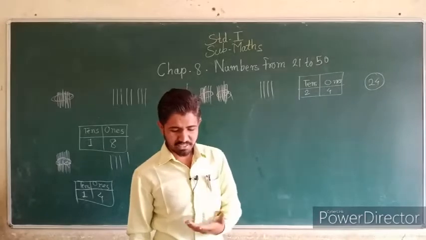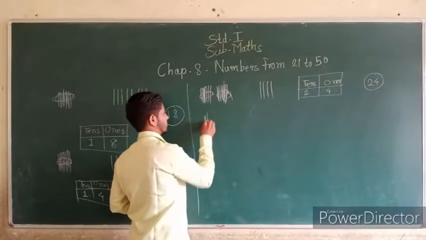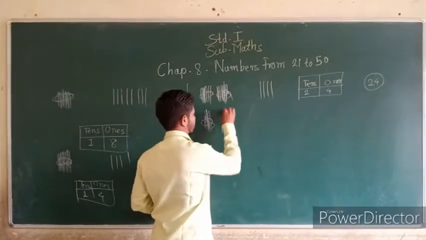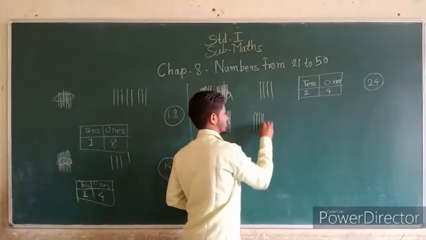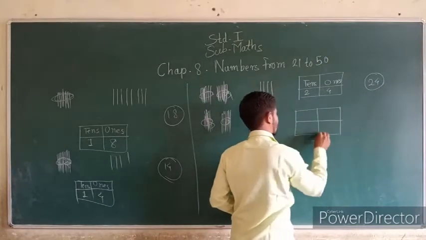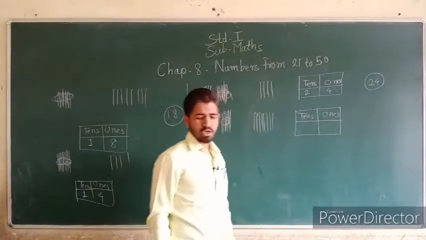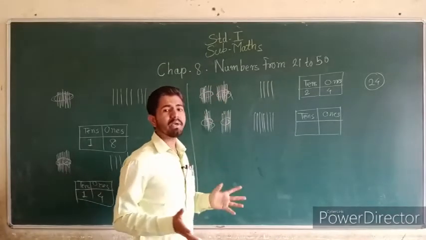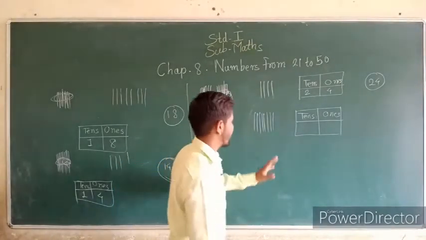Okay. So next we see another number. Tens and ones. Okay students, see here what we have to understand. How many bundles of tens? 1 and 2. 2 bundles. So I will write here 2.